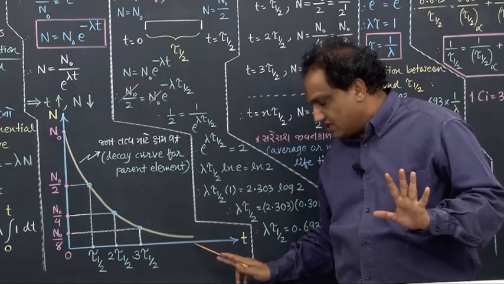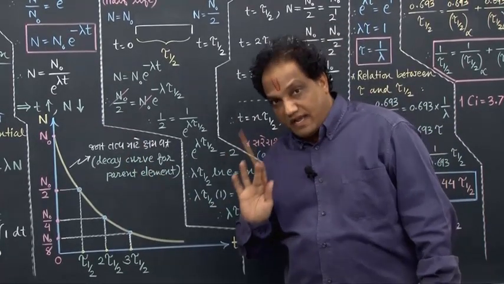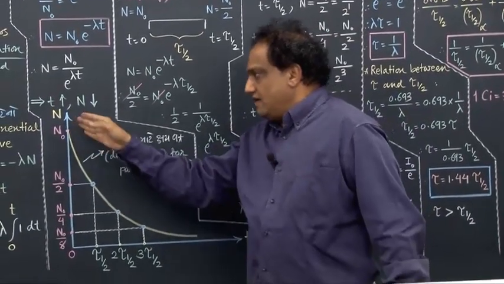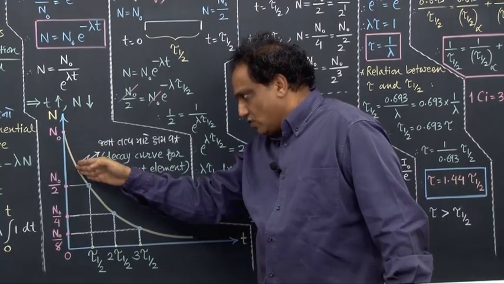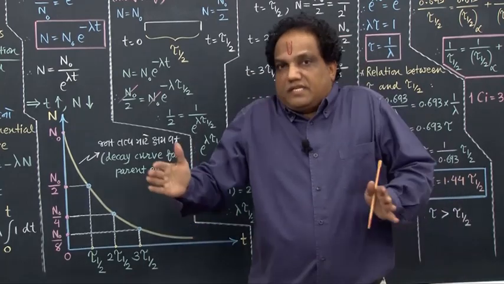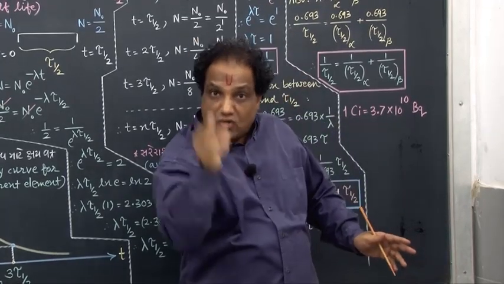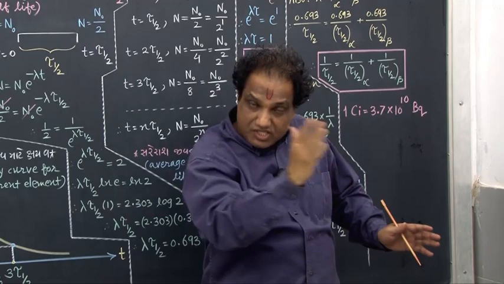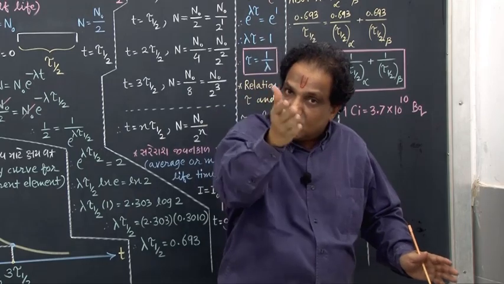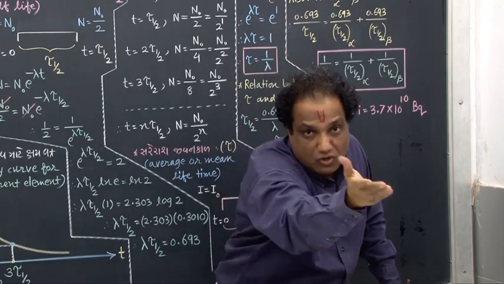Don't allow this graph to touch this time axis. Got it? Fine. This curve is called the decay curve for the parent element. How is this decrement? Initially the value of n decreases quickly, later on slowly, further more slowly, further still more slowly, like that. As time passes on, the rate of decrement goes on decreasing. So as time passes on, it no doubt decays, but it decreases slowly. Initially it decreases fast, then later on more and more slowly.